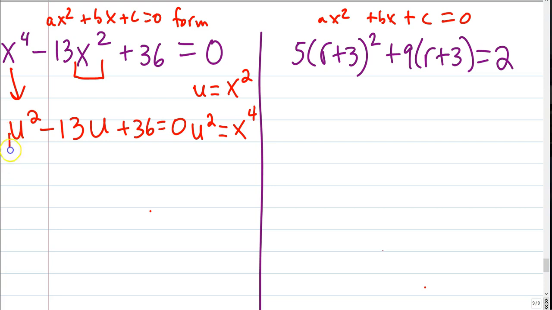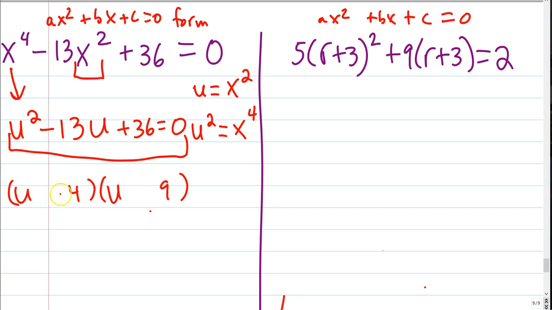I can factor this way easier than I could factor the top one. What multiplies to make u squared? About u times u. What multiplies to make 36 and combines to make 13? About 4 and 9. Both negative.